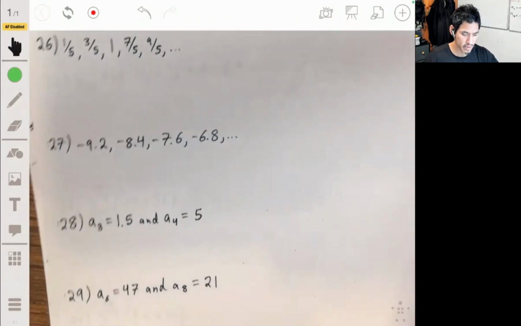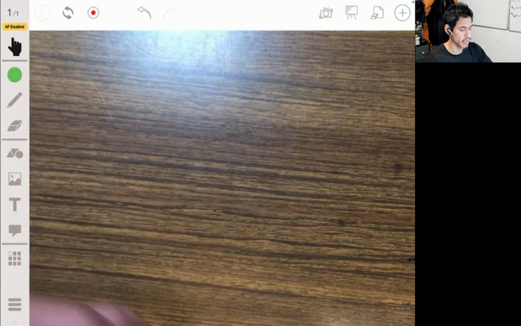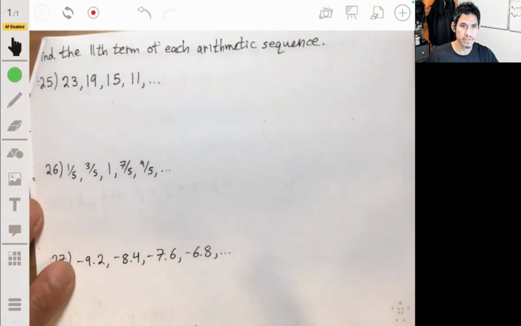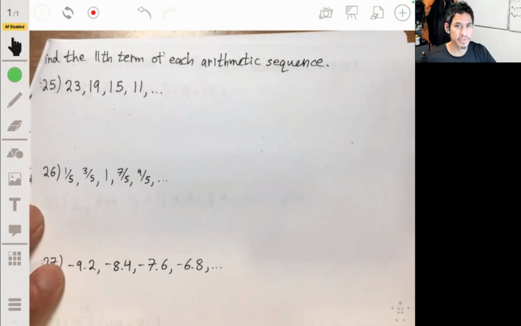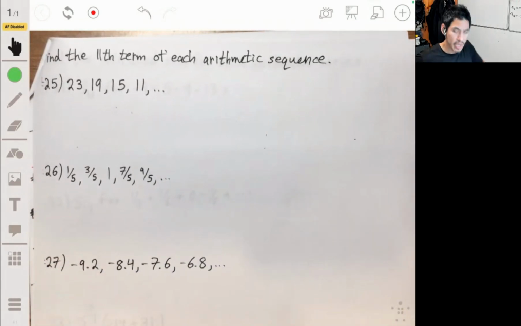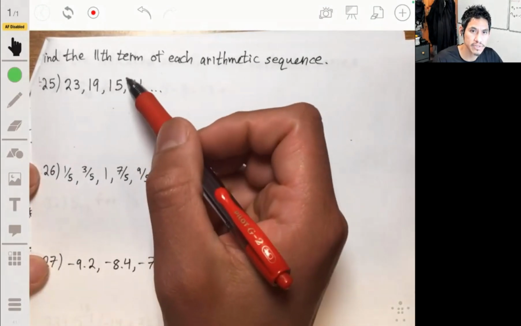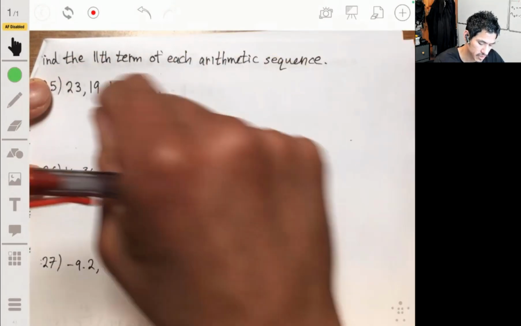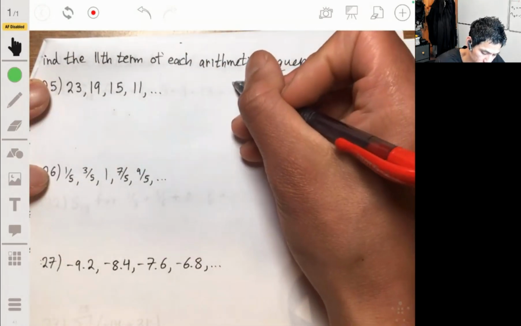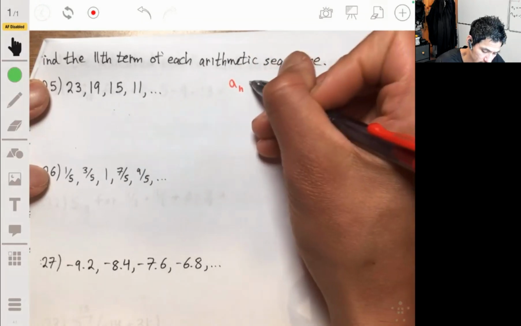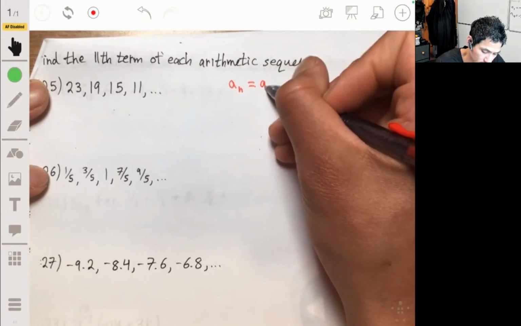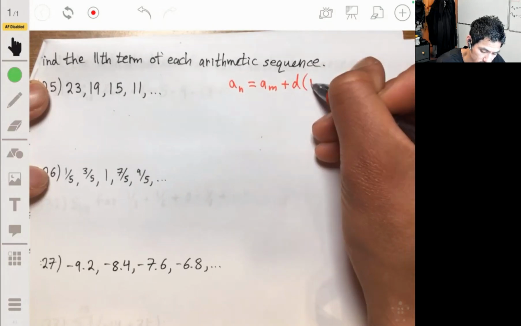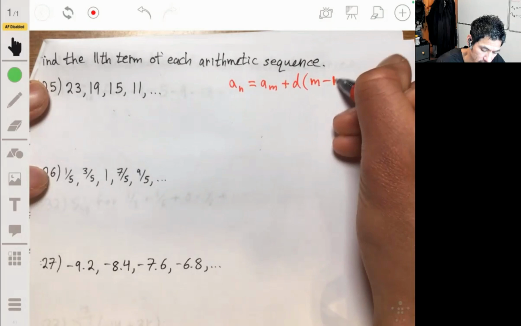All right, let's now look at the next set we have. Okay, so here we're going to look at arithmetic sequences specifically, and we want to find the 11th term. For that, you can always brute force it, meaning you can always do a tedious calculation, or you can use this formula where the nth term is equal to am plus the common difference d times m minus n.